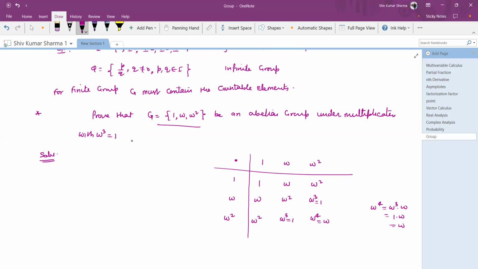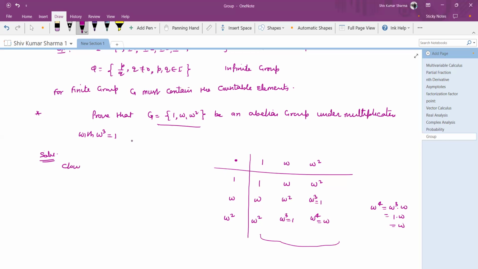Now, under multiplication, for closure property, we see that all the elements in this table also belong to the set G. So that means closure property is satisfied.